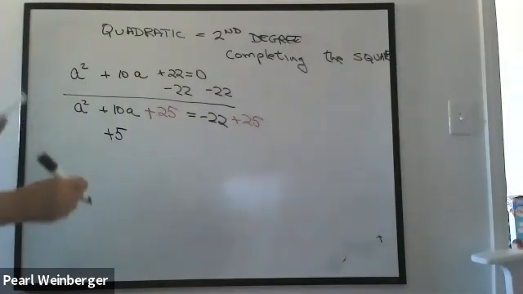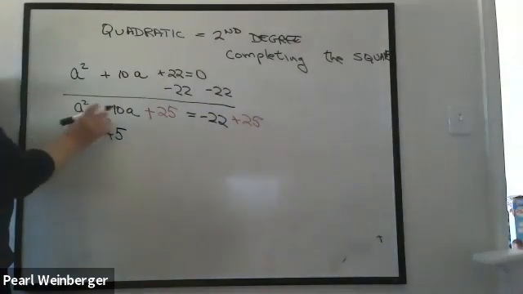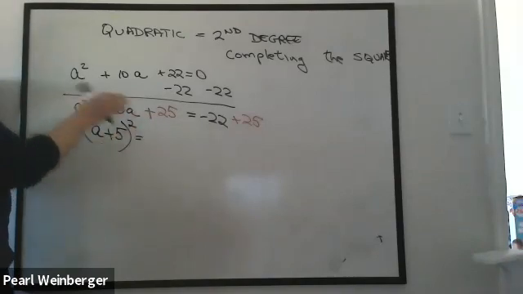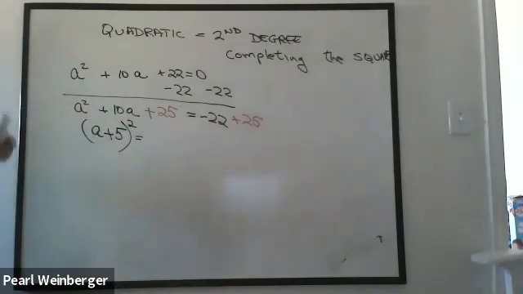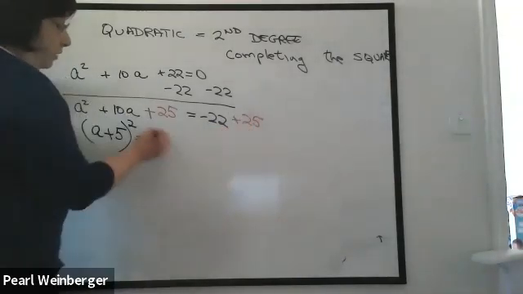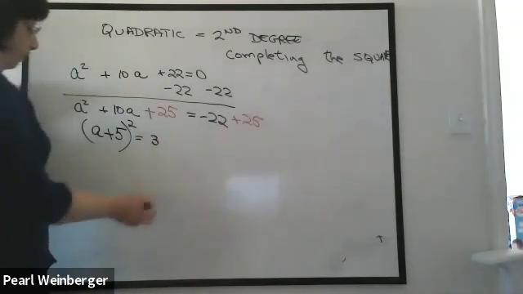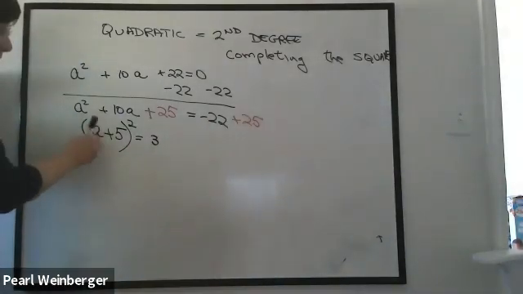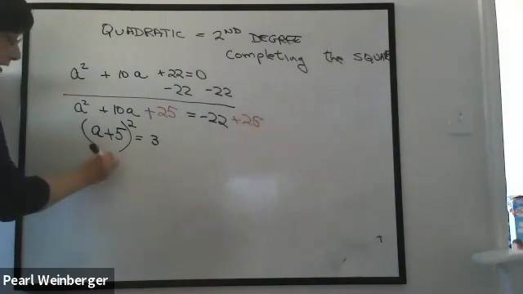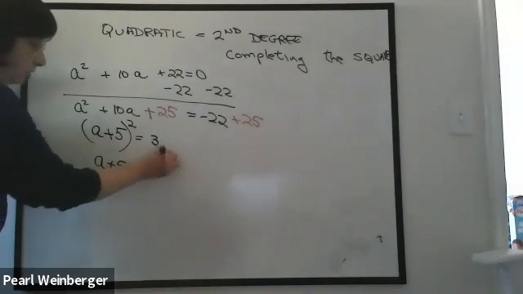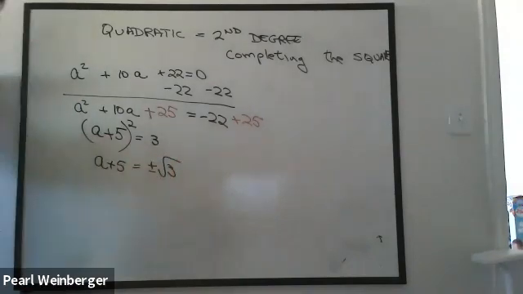And let's see what we're left with. Over here, I can write this in its factored form as a plus 5 squared. The whole point was to make it into a binomial square. On the other side, I have negative 22 plus 25, which is just plain 3. And now I use the square root method. I take the square root of both sides. On this side, I just get a plus 5. On the other side, I get plus or minus the square root of 3.